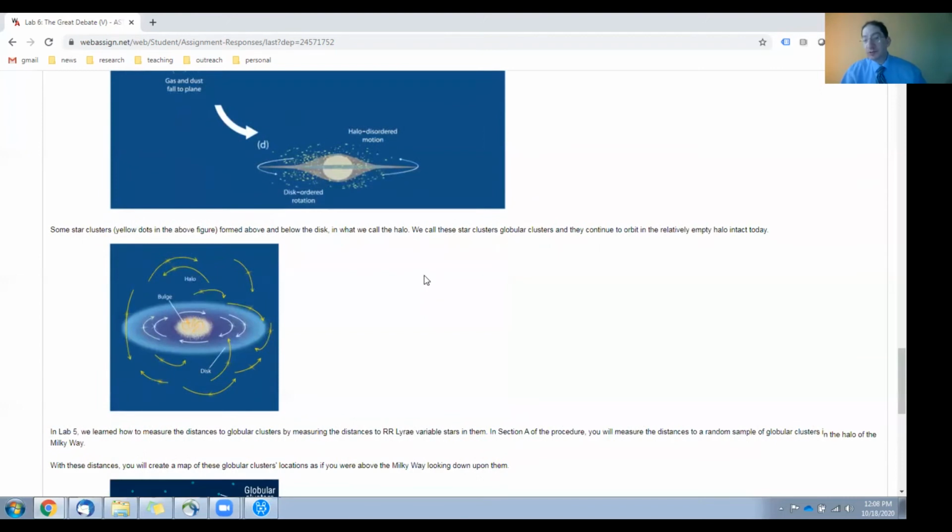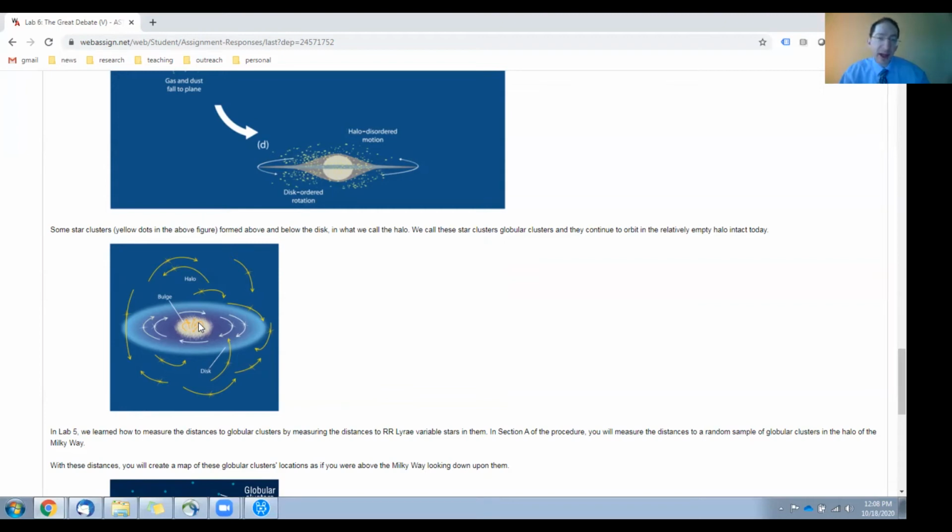And as I said, there's nothing up there to disturb them, so they continue to orbit the galaxy today on kind of random orbits, but a distribution centered on the center of our galaxy, and the size of this distribution should be comparable to the size of the galaxy. So we can use them to measure our place in the galaxy and the size of the galaxy. And that's what we'll do.